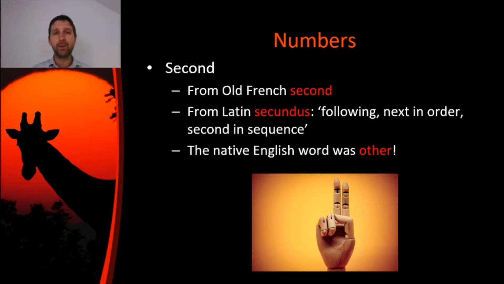And in this case, the reason was that other was already kind of a vague term. Just like today, other doesn't have to mean the second of two. It could mean other in a number of different ways. So English speakers were happy to take over this word from French that specifically meant number two, the second one that we are talking about.